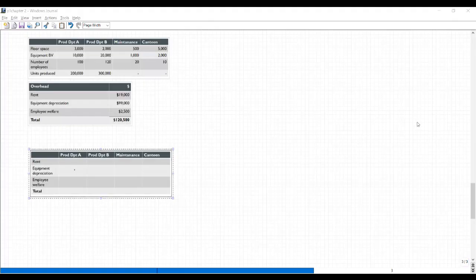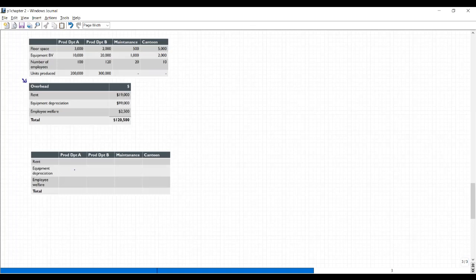Now let's see how absorption costing works. Look, what we've got now is some overheads. These are fixed costs that we cannot apportion to each and every unit. Well, we need to do some tricks to do that, and to do that, we need to find an allocation basis.